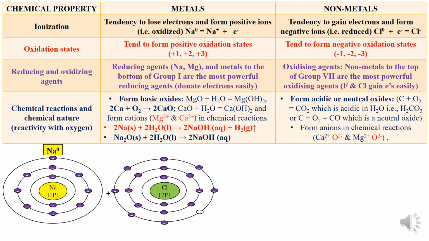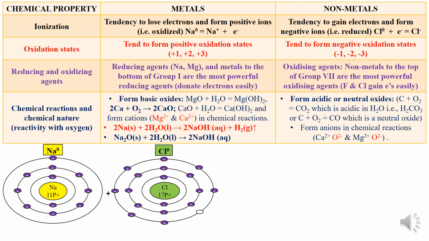Now, this is the electron diagram of sodium in the unreacted form, that is in the zero oxidation state. So, this is the electron structure, and in the electron diagram you find there are 11 protons in the nucleus of the sodium atom, 2 electrons in the first shell, 8 electrons in the second shell, and only 1 valence electron in the outermost shell.